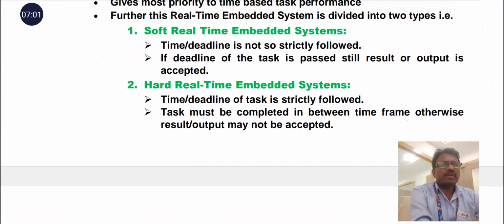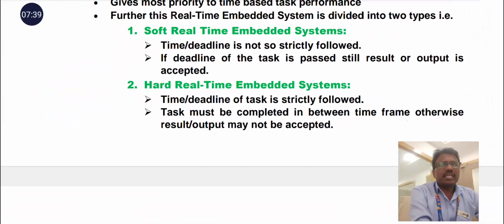In a soft real-time embedded system, the deadline is important, but a small delay is acceptable. Even if the task finishes slightly late, the output can still be useful. Example, suppose you are watching a YouTube video. If the video pauses for 1 second because of buffering, will the system completely fail? No. The video continues after a short delay. Therefore, this is a soft real-time system. Other examples: video streaming, online gaming, multimedia applications.